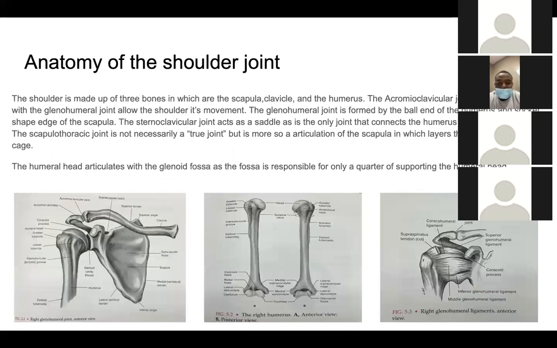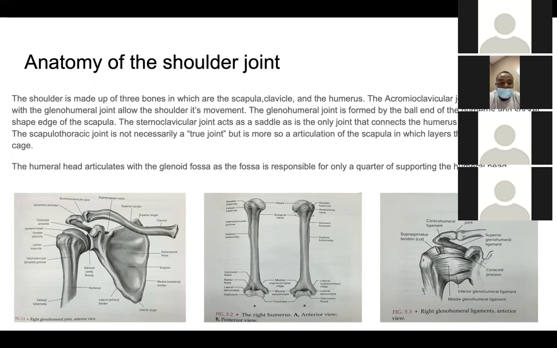Anatomy of the shoulder joint. The shoulder is made up of three bones, which are the scapula, clavicle, and the humerus. The acromioclavicular joint in conjunction with the glenohumeral joint allows the shoulder its movement. The glenohumeral joint is formed by the ball end of the humerus and the socket-shaped edge of the scapula. The sternoclavicular joint acts as a saddle, and is the only joint that connects the humerus to the axial skeleton.